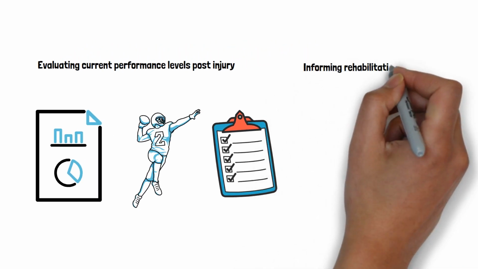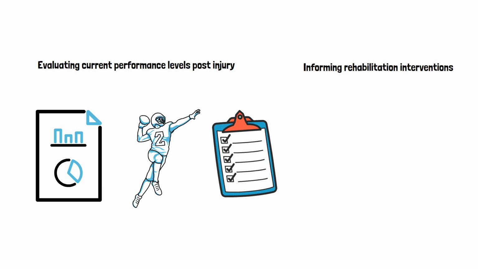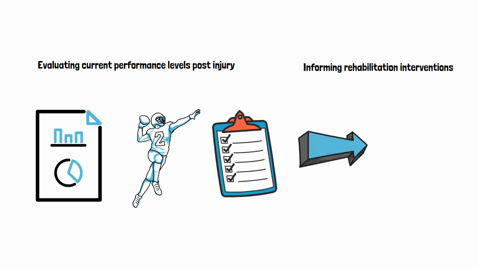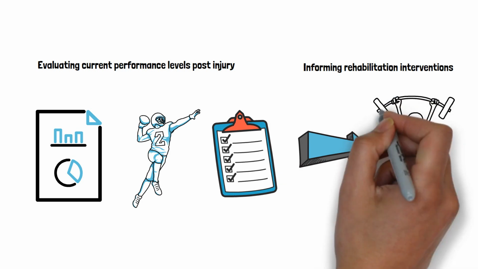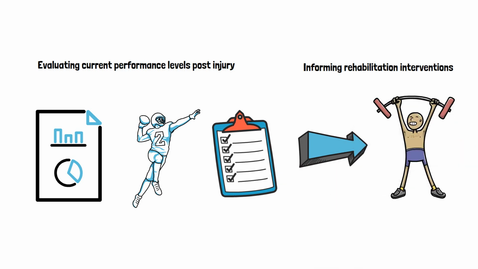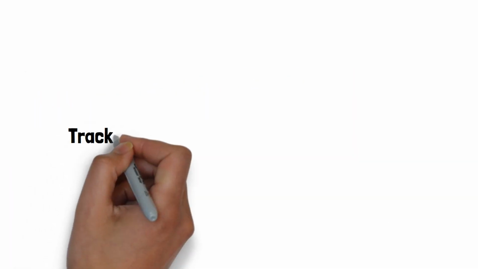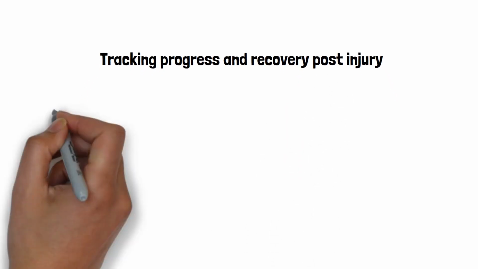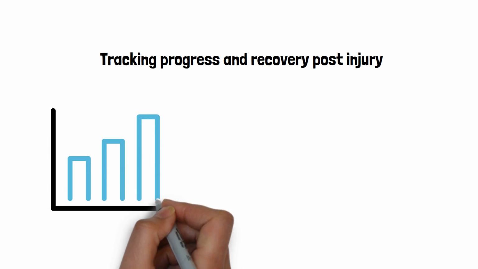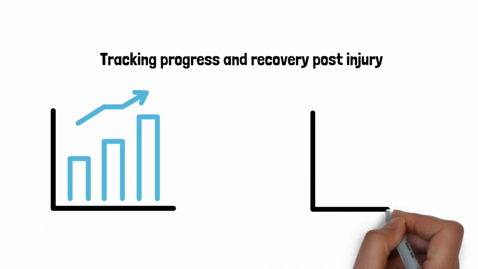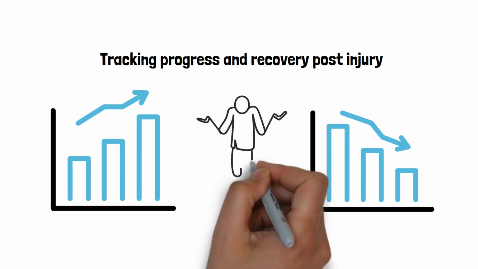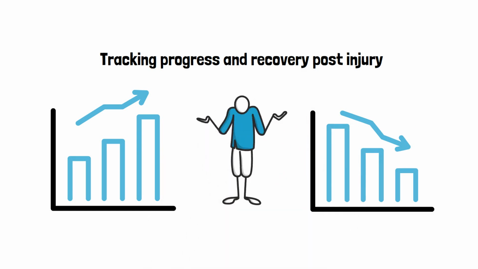Informing rehabilitation interventions. Linked to the previous point, if we understand where someone's post-injury assessment sits and how they compare to previous scores, we can use the result to target specific interventions which will aid recovery. Tracking progress and recovery post-injury. Once we have started the rehabilitation process, evaluate an individual's performance changes over time, similar to how we would with a training program for a healthy individual, to ensure the program is effective and we are moving in the right direction.